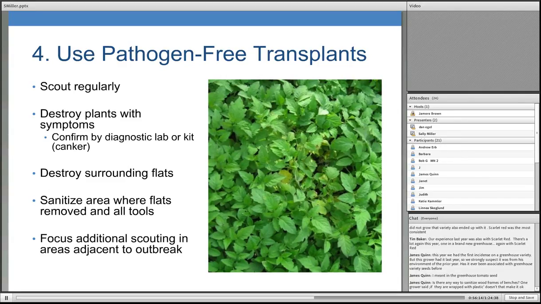And again, they need to be composted far away. They shouldn't just be thrown outside, especially not near a water source. Then the area where the flats were removed needs to be sanitized, and also all the tools that might be used should be sanitized. And then additional scouting needs to be ramped up, particularly in that area, to see if it is spreading over the period of time until those plants get outside.